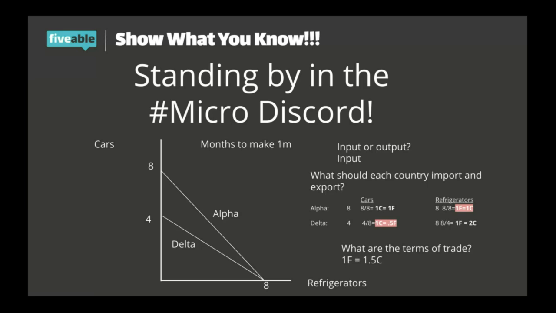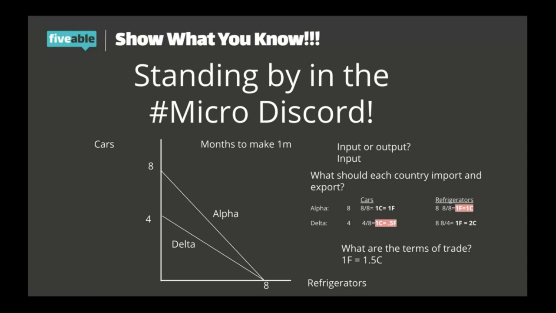Very similar with refrigerators. Even though they produce the same amount, it only costs Alpha 1 car versus Delta's 2 cars. So Alpha has comparative advantage in refrigerators. It should give up trying to produce cars, just focus on refrigerators, and it's going to export refrigerators and import cars. Delta is going to just focus and specialize on cars, and then it's going to export cars and import refrigerators. So what are the terms of trade?